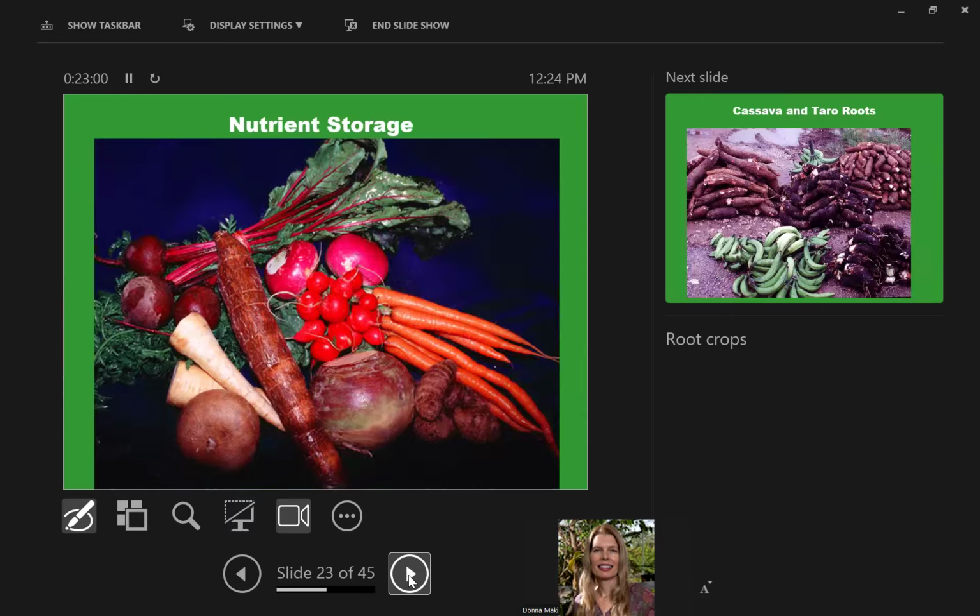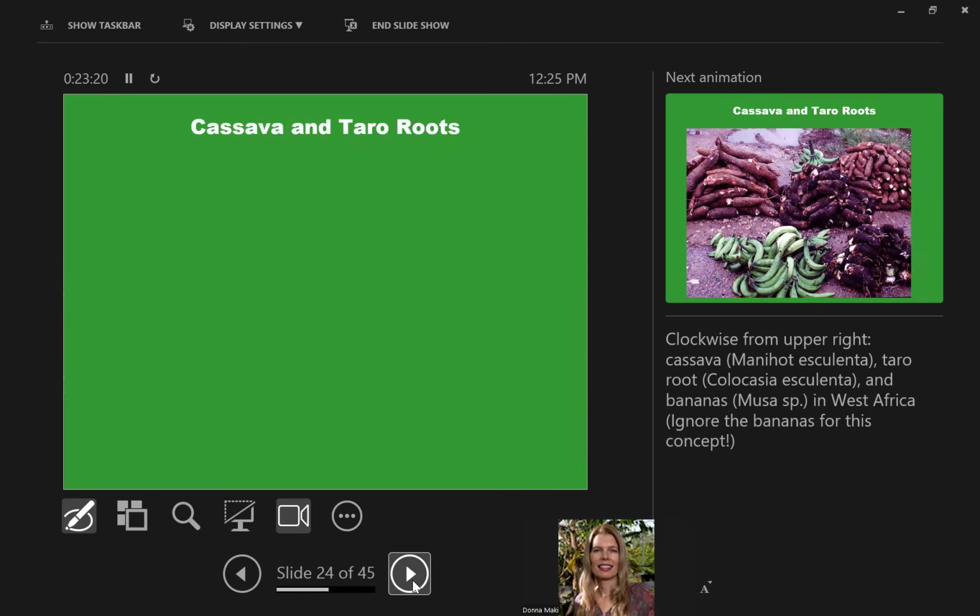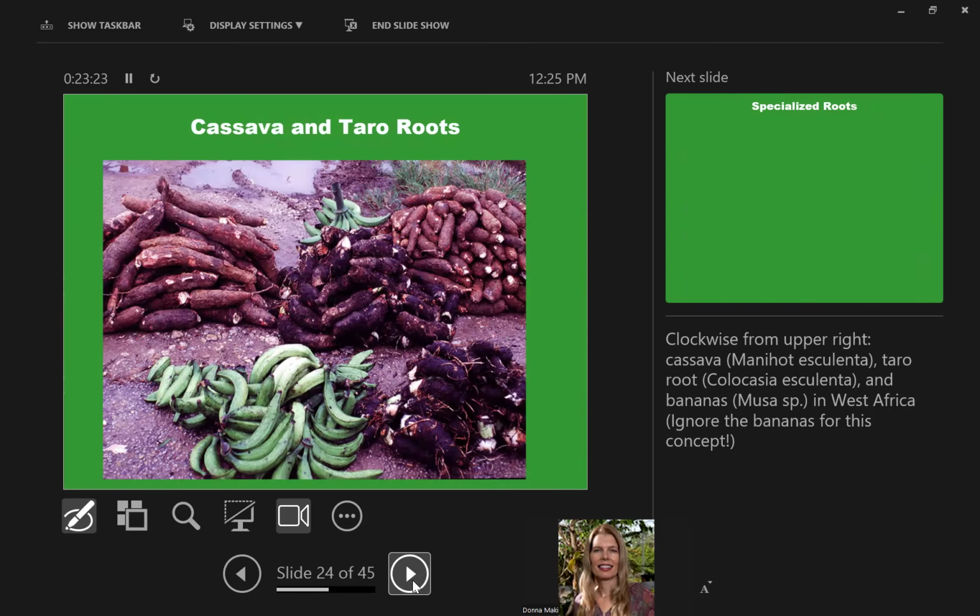So that's a list. Here's some pictures of what we were just talking about. You have all kinds of storage roots that we take advantage of. I believe you're going to be looking at parsnip roots this week. Parsnip roots, but you can see there's cassava. Ignore the bananas. I couldn't find a picture without bananas, so ignore those. But cassava are here, these two lighter piles of roots, and then taro are the darker ones.